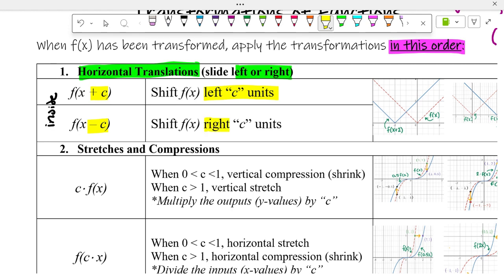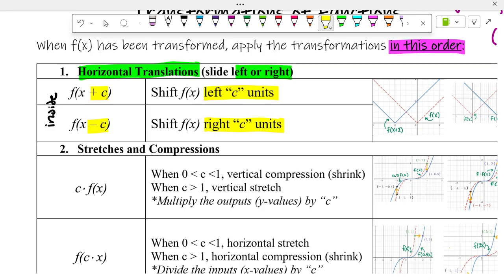Minus c means you're going right c units. So this one is one of those where logic is backwards. Because if you think about it, if this was a positive number, where would you think it would go, left or right? Right. It's not. If this was a negative, you think it would go left. This is the only case where it's backwards.